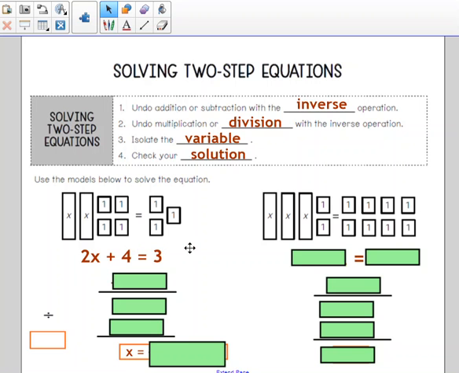Now, if we want to solve this, we just go to our steps up here. We want to get rid of the addition or the subtraction. We want to get rid of that first. And the way we get rid of adding 4 is that we subtract 4 from both sides.